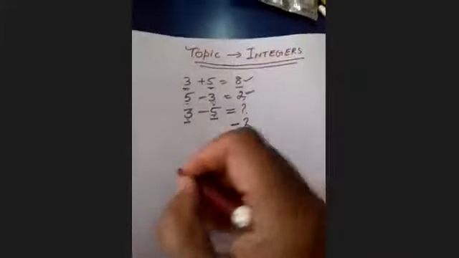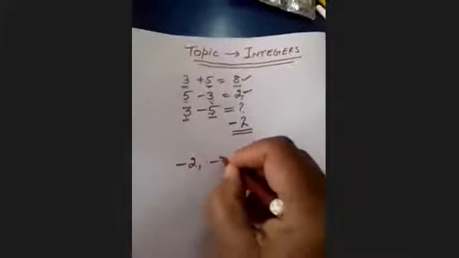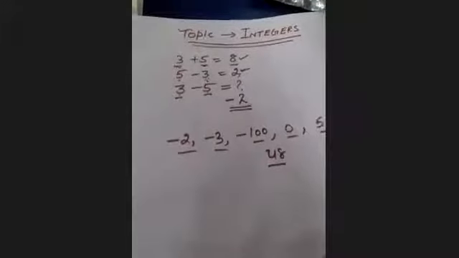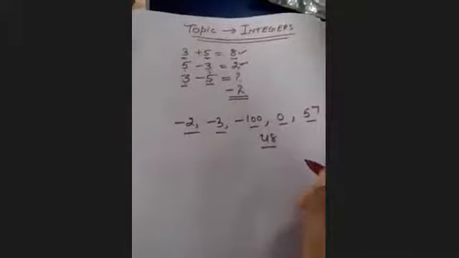For example, minus 2, minus 3, minus 100, 0, 57, 2, 48. These are all integers. Clear, students? Next we'll discuss what positive integers are and what negative integers are.